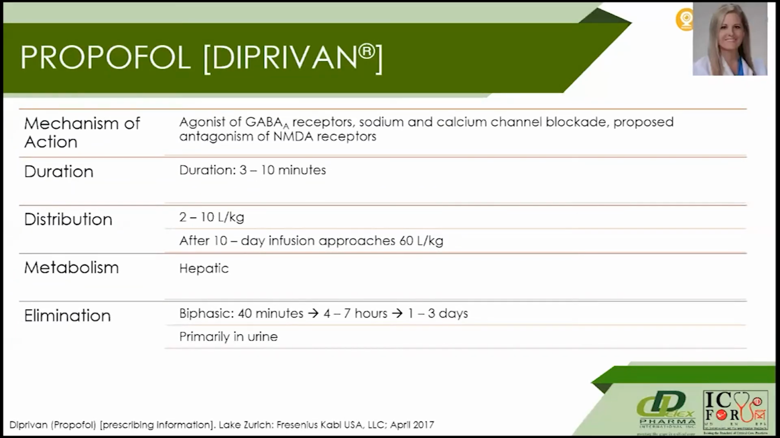Next, we'll discuss propofol. Propofol is an agonist of GABA A receptors, has sodium and calcium channel blockade action, and also has proposed antagonism of NMDA receptors. The oil and water emulsion allows for rapid CNS distribution and a near immediate onset of action. It does have quick redistribution into peripheral tissue, as well as increased clearance. Initial elimination is 40 minutes. However, this is biphasic, especially at larger doses, and depends on your volume of distribution. So elimination could take up to 1 to 3 days in prolonged use, especially as has been found after 10-day infusions.